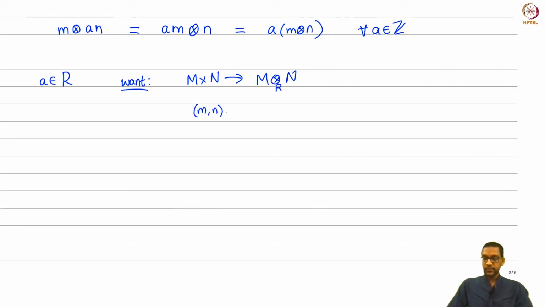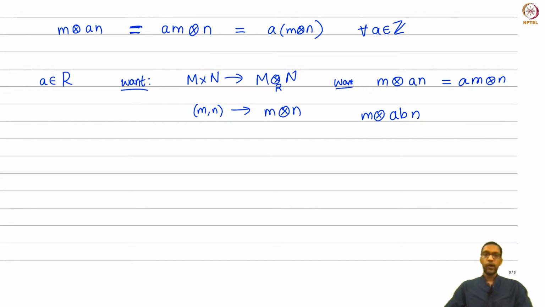So this bilinear map, I would like it to satisfy. So bilinearity means if I multiply n by a, then I should be able to sort of move that scalar out and move it to the first component, okay, like what was true in the case of the integers. So if this is what I want to happen, multiplying n by a is the same as multiplying m by a.